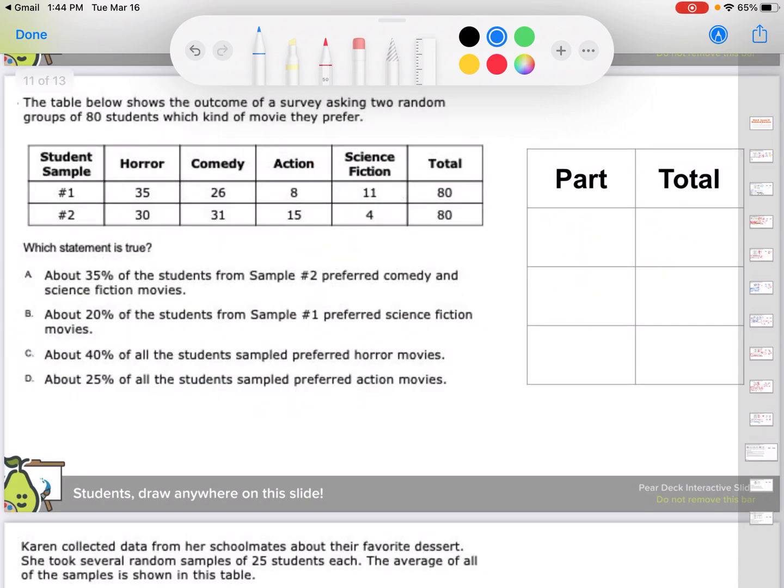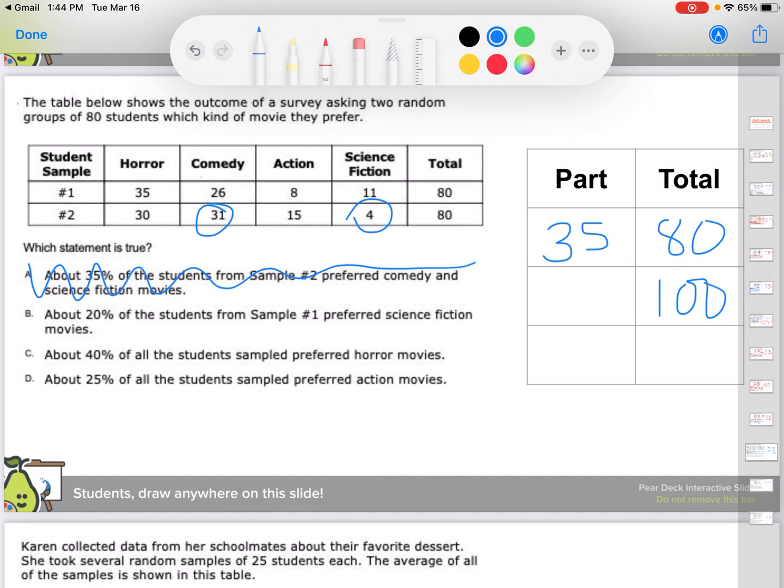So the next one says, which statement is true? So again, I'm looking at this situation. And it says about 35% of students from sample 2 preferred comedy and science fiction movies. So comedy and science fiction. Oh, of sample 2. So I'm only looking at sample 2. Well, that's 35 out of 80. So I want to figure out what part of 100 that is. So I'm going to use my calculator. 100 divided by 80 is 1.25 times 35. I get 43%, so that's out.